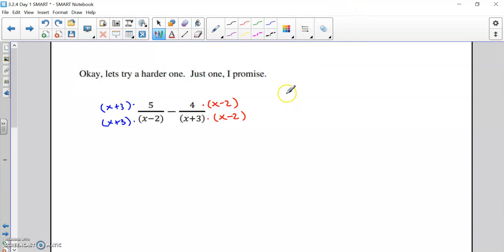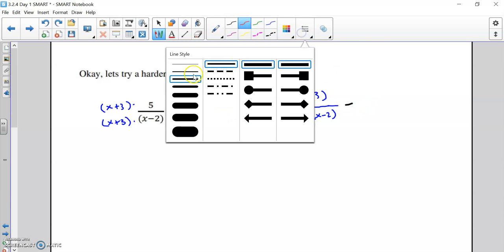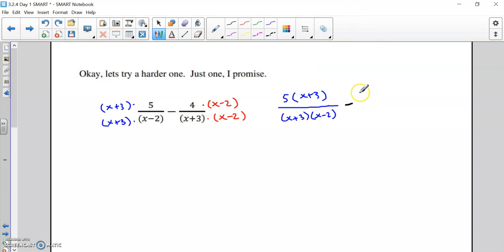We have on the left 5 times x plus 3 over our common denominator of x plus 3 times x minus 2. And then we'll have minus. On the right side, we've got 4 times x minus 2 over x plus 3 times x minus 2.